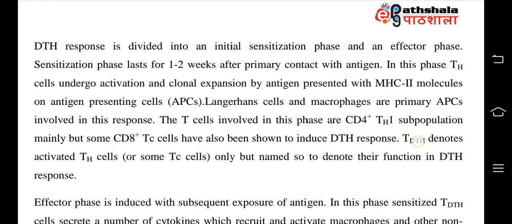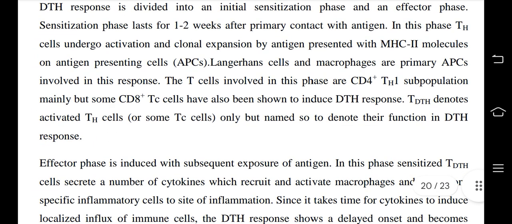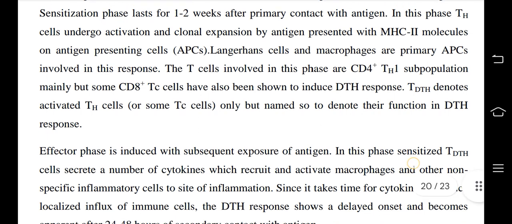The T cells involved in this phase are CD4 plus Th1 subpopulation mainly, but some CD8 plus TC cells have also been shown to induce DTH response. TDTH denotes activated Th cells or some TC cells, but only named so to denote their function in DTH response.